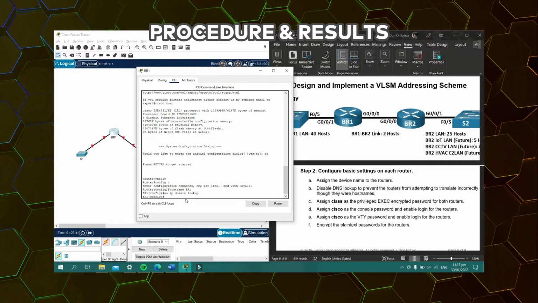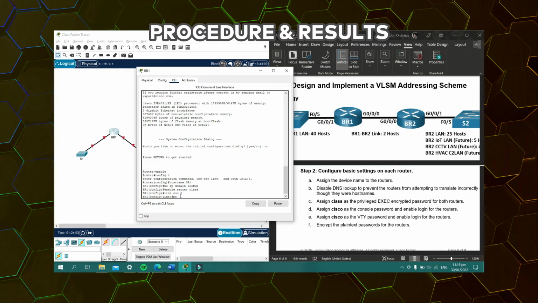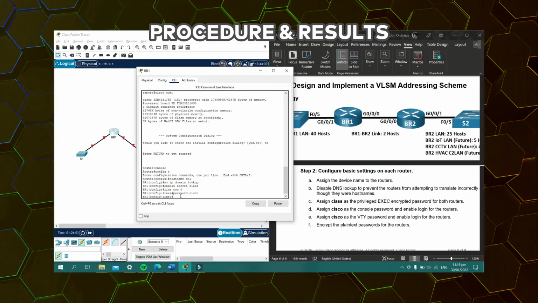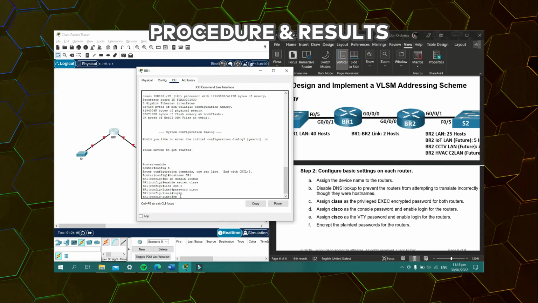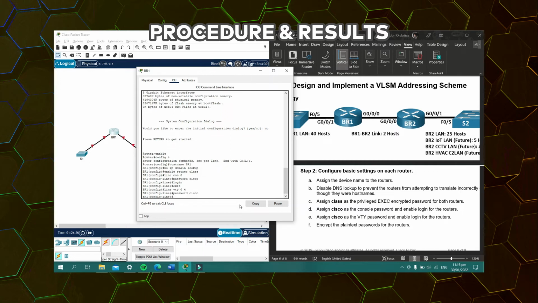After that, assign class as the privileged exec encrypted password for both routers. So I will type enable secret class. Next, assign cisco as the console password and enable login for the routers. So line con 0. Next, assign cisco as the VTY password and enable login for the routers. So line vty 0 4. Password cisco.